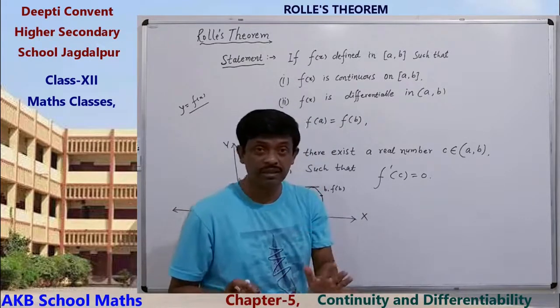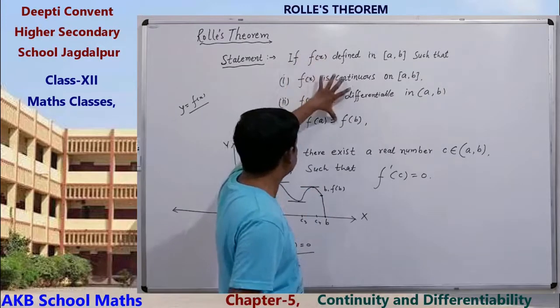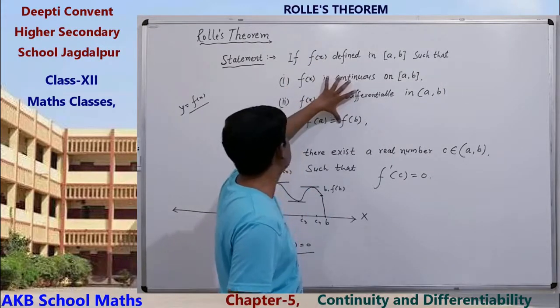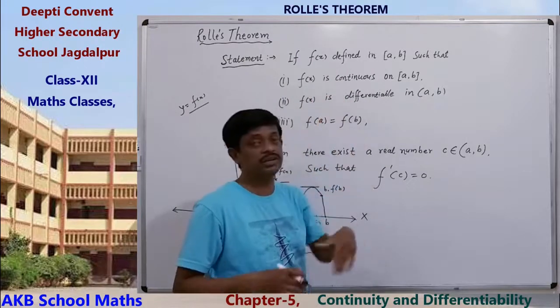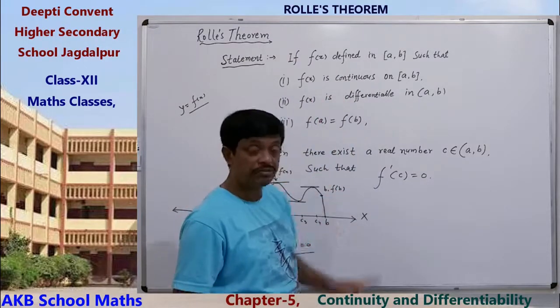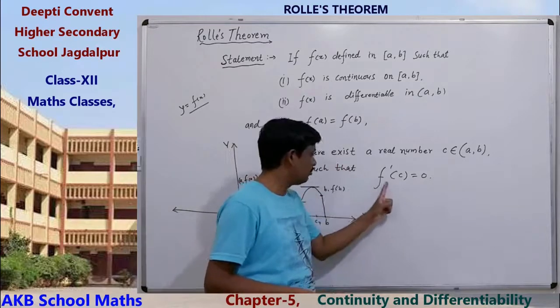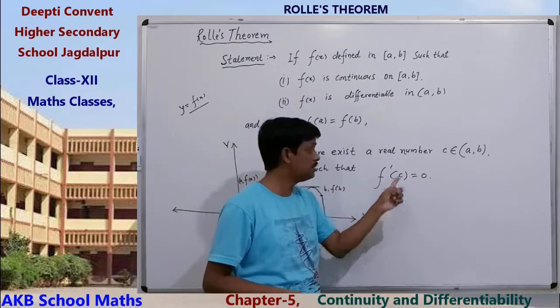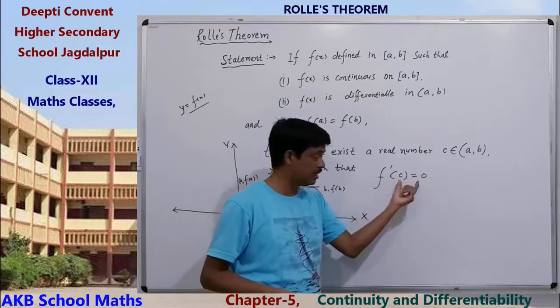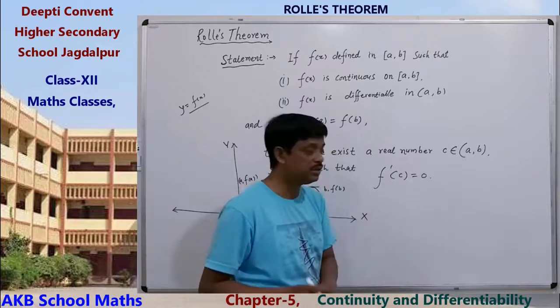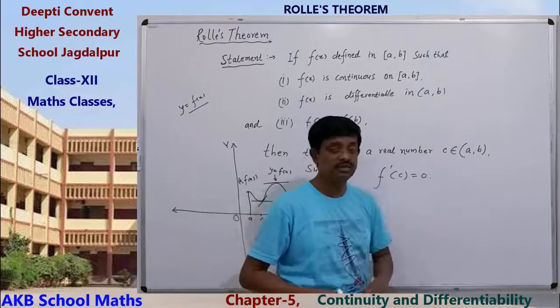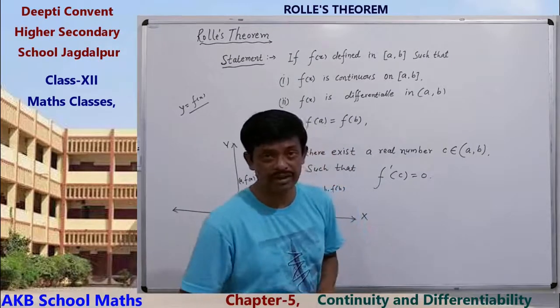For verifying, first of all, test these 3 conditions. If these are satisfied for the given function, then we can apply Rolle's theorem. And for verification, find the value of C for which f dash C equals 0, and the value of C must be between A and B. Then the theorem will be verified. Clear?